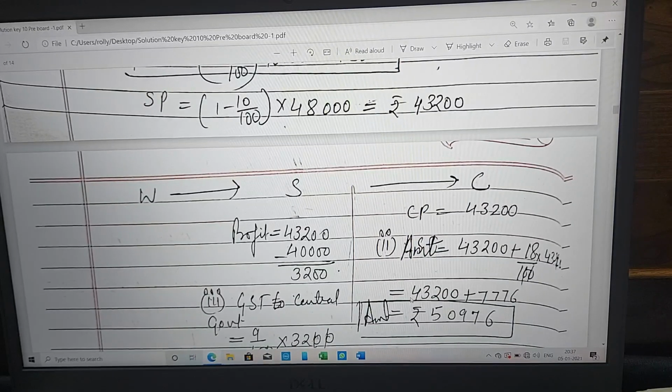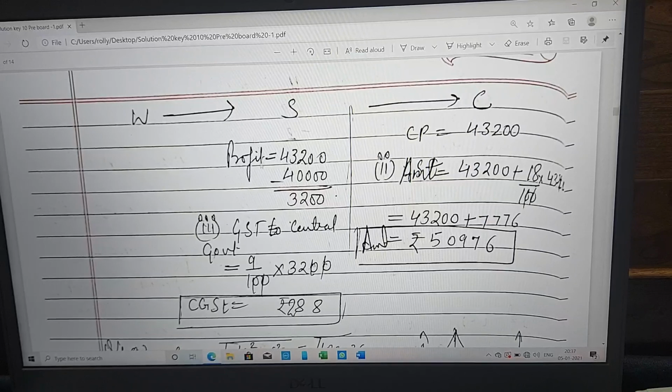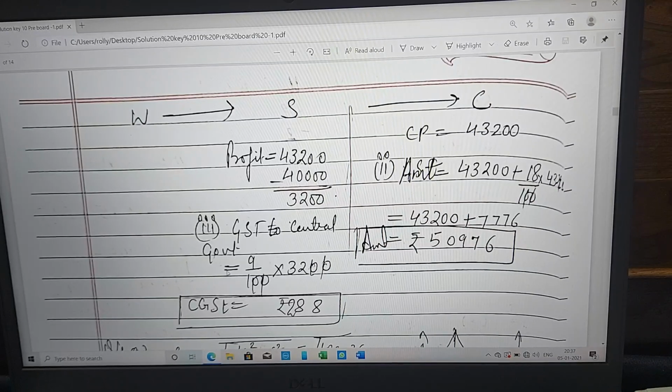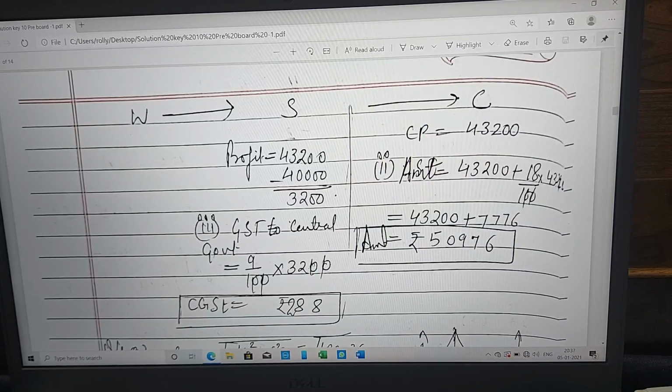This is calculated correctly, but the thing which was wrong is that the third part has to be calculated on the profit earned by the shopkeeper. So first of all you have to calculate the profit earned by the shopkeeper. So SP minus CP, okay, 3200, and as it is CGST, central government, 18% will become 9%. Or you can calculate 18% of 3200, 18% of profit, and then you can divide the amount by 2, or you can use 9% in place of 18%. 9% of profit, that means 288.